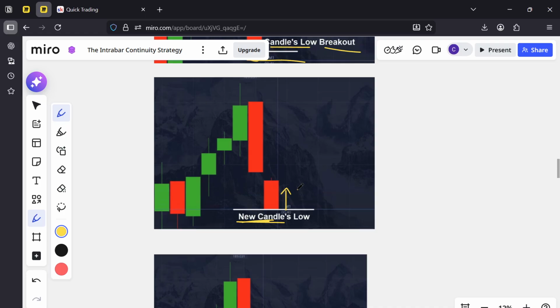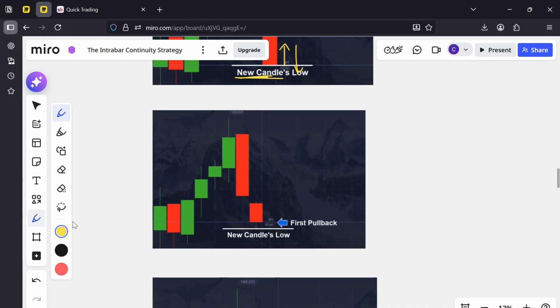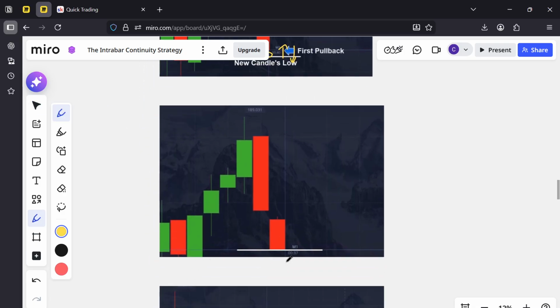And then after that pullback, we give it a couple seconds, we can take that 5-second sell. That's how it's going to work. So we see here, it creates that new candlestick low. We have that first pullback, we can take trades. And what you'll notice is that it's going to push down even harder, right? And pretty much covering that wick over there and covering it completely.